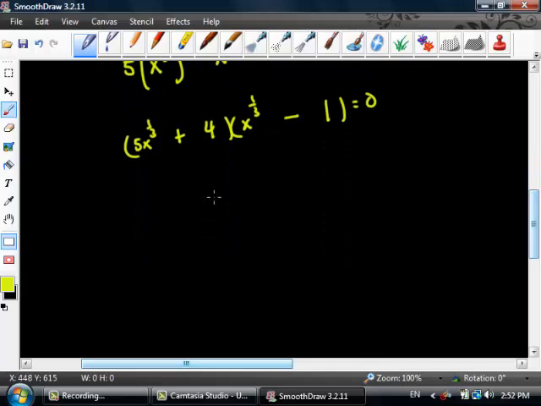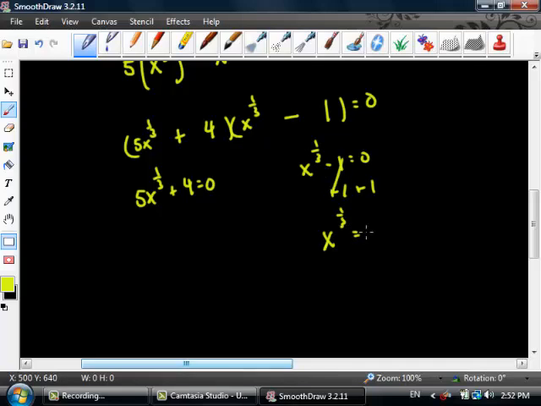Okay, so what do I got here? I've got 5x^(1/3) + 4 = 0, and x^(1/3) - 1 = 0. Let's go and add 1 to both sides. This side is easier, so x^(1/3) = 1. I'm going to cube both sides, so I get x = 1.